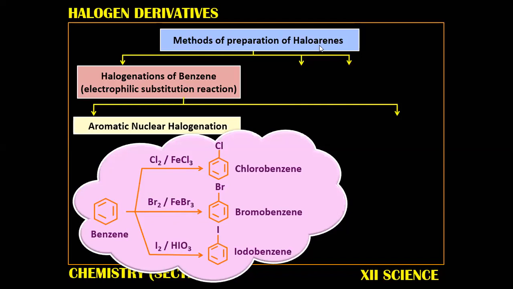So the heading is method of preparation of haloarenes. Under that, Roman number 1, halogenation of benzene. Under that, the first category is aromatic nuclear halogenation, or you can write direct halogenation. Then copy down all three reactions. Benzene on chlorination in presence of ferric chloride gives you chlorobenzene. Here the byproduct, if you want, you can write HCl. Second case HBr and third case HI. They will be the byproducts. Okay, HCl, HBr, HI are the byproducts.